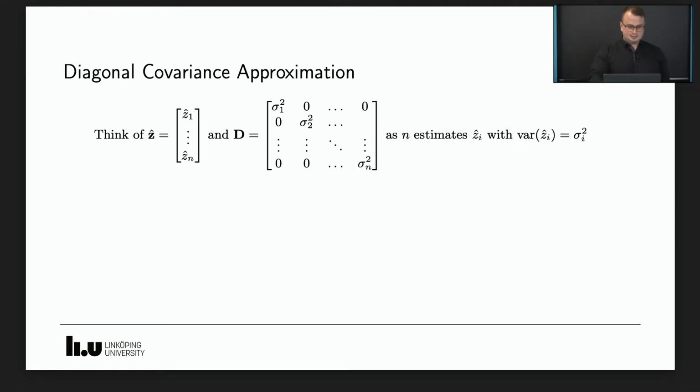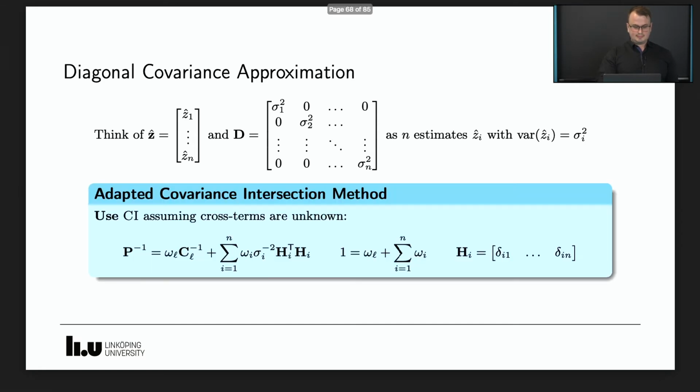Another way is to think of z hat as being n different independent estimates of different components, where each diagonal element of the diagonal matrix D is the variance of the corresponding estimate. Then we can directly adapt the general form of covariance intersection and just assume that all these zeros only mean that the cross terms are unknown. And then we know that the fused estimate will be a conservative estimate, because covariance intersection is always conservative if the input estimates are conservative.